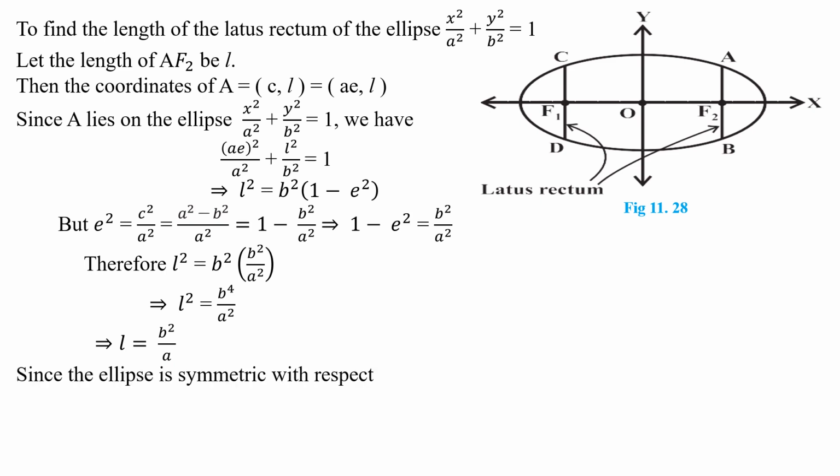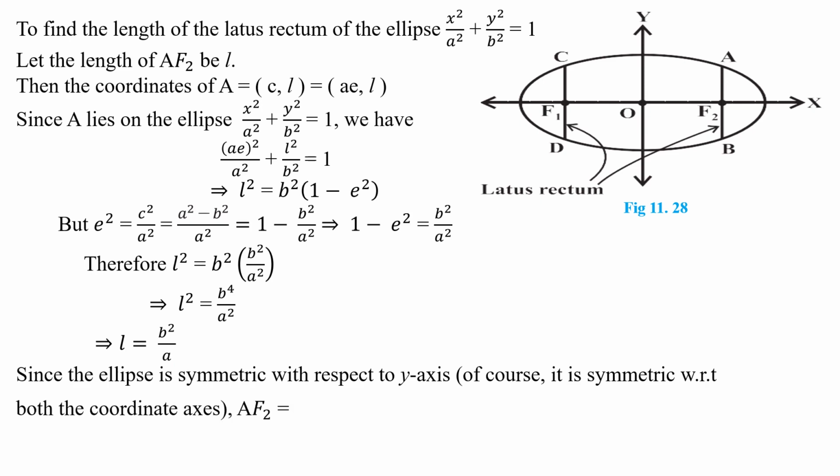Since the ellipse is symmetric with respect to the y-axis, of course, it is symmetric with respect to both the coordinate axes. AF2 is equal to F2B, and so the length of the latus rectum is 2b square by a. Previously, I told you AF2 is equal to F2B. So we have found the length AF2, L is equal to b square by a. Then the length of this line segment AB is equal to 2 into AF2, so 2 into b square by a.